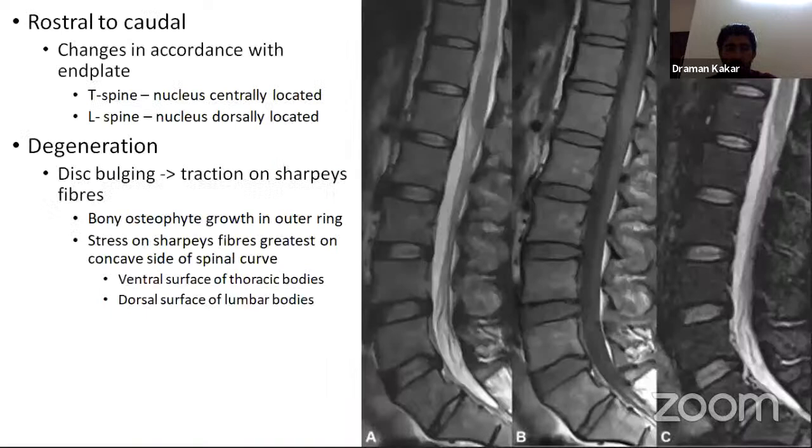In this MRI, we see the position of the nucleus pulposus gradually transfer from the posterior to the anterior part. It is because of the nature of the curvature and the force that acts on the dorsal thoracic part and at the lumbar part, there is a gradual shift of the nucleus pulposus from the dorsal to ventral part of the spine. So the stress on the disc space is highest at the dorsal part as compared to the ventral part. That is why most of the disc herniation occurs at the dorsal part rather than anterior.